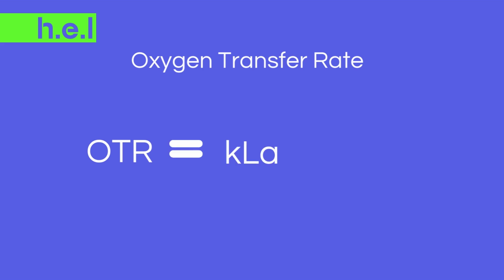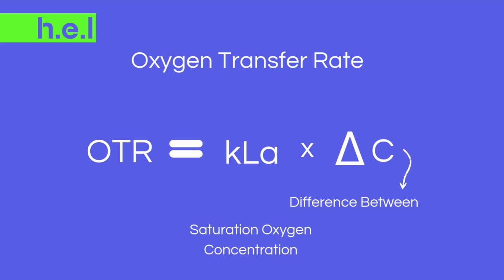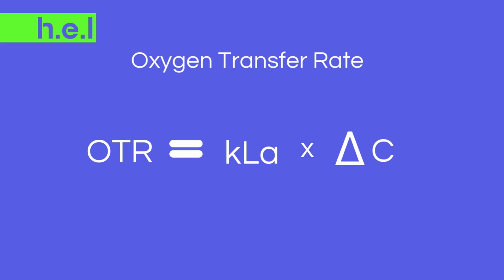The oxygen transfer rate, or OTR, is defined by the equation OTR equals kLa multiplied by delta C, where delta C represents the difference between the saturation oxygen concentration in the medium and the actual concentration. And then we have this other factor, kLa.